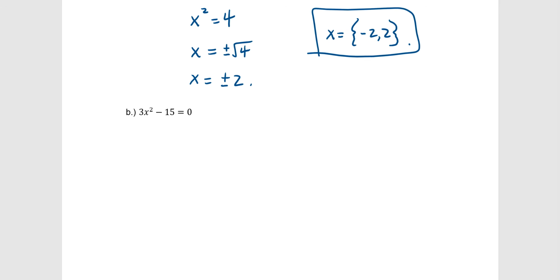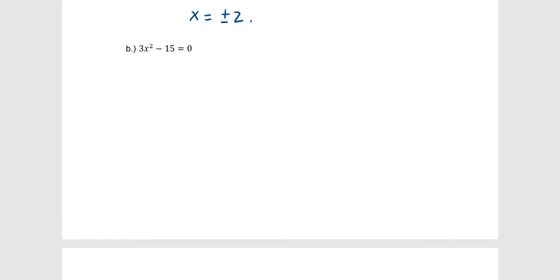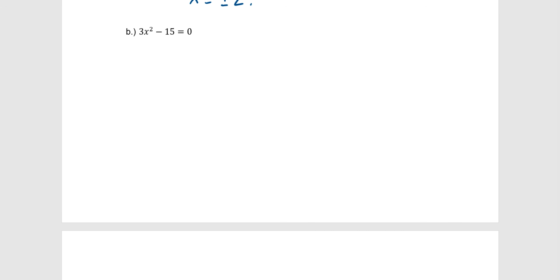Okay, so doing the next one here, we have 3x squared minus 15 equals 0. So once again, recognize we don't have an x term, so we can isolate the x squared term and take the square root. So let's add 15 to both sides. So we get 3x squared equals positive 15. Divide both sides by 3 to isolate the x squared. 15 divided by 3 is 5.